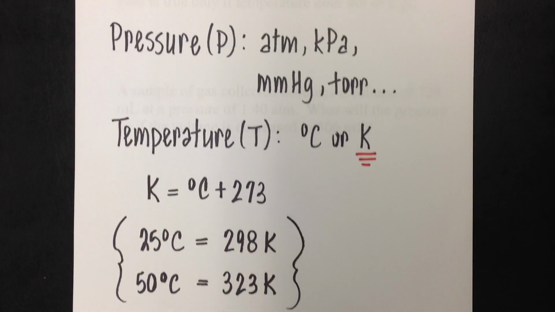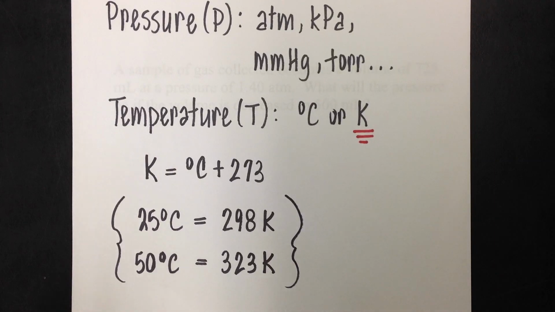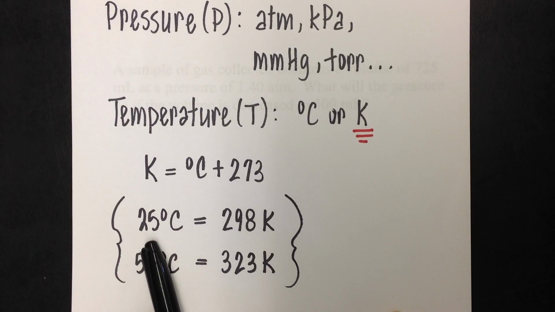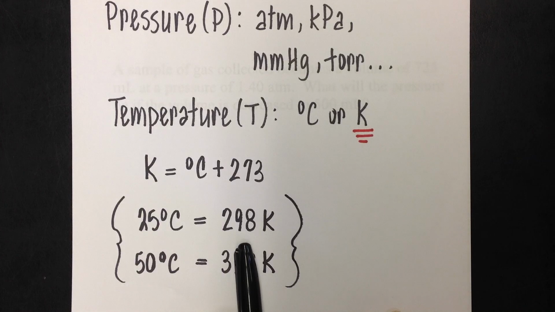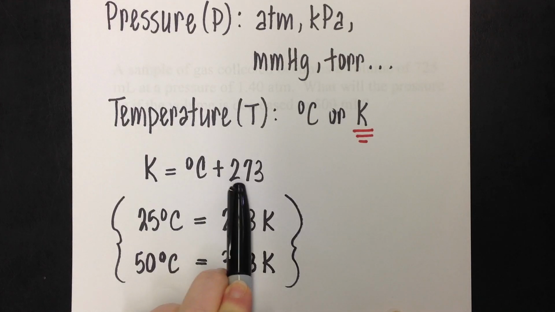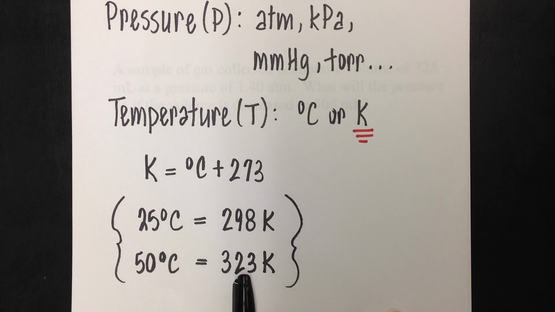I've done 2 quick examples for you just to show you how to convert. For example, if you had 25 degrees Celsius and you wanted to convert that to Kelvin, you would just say 25 plus 273, which gives you 298 K. Or if you had 50 degrees Celsius, you would say 50 plus 273, and that gives you 323 K.